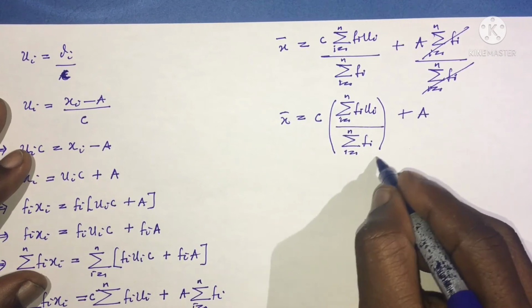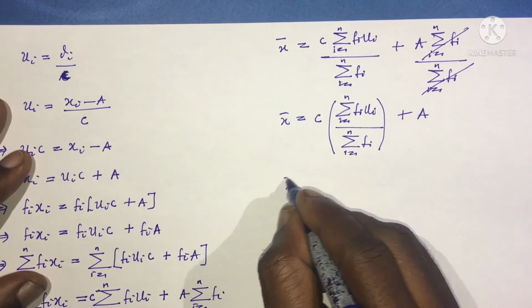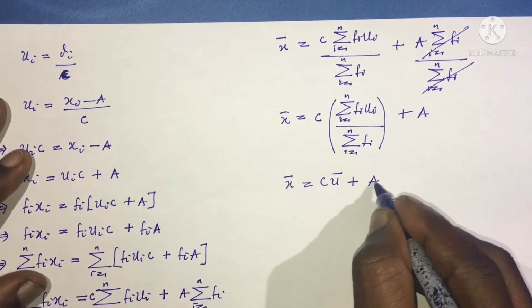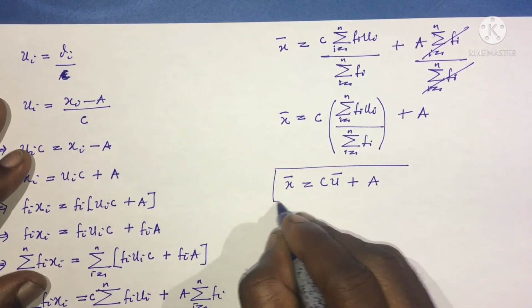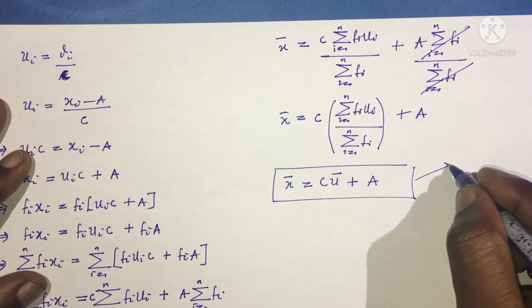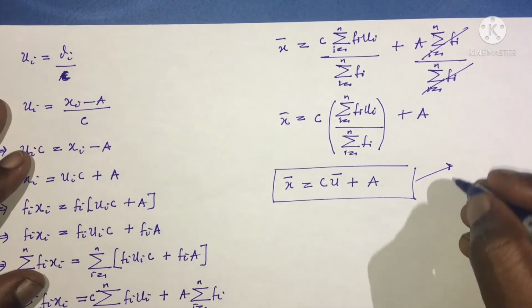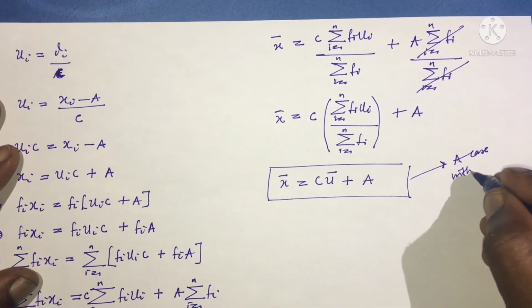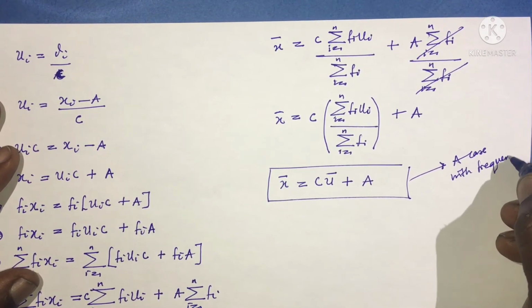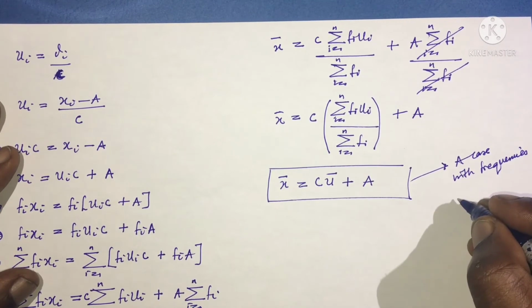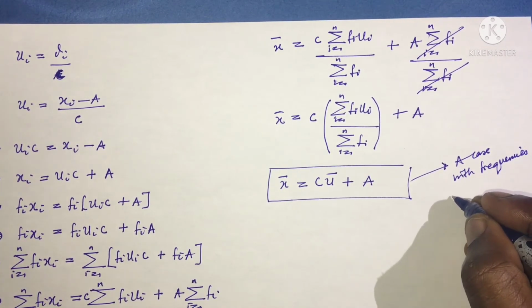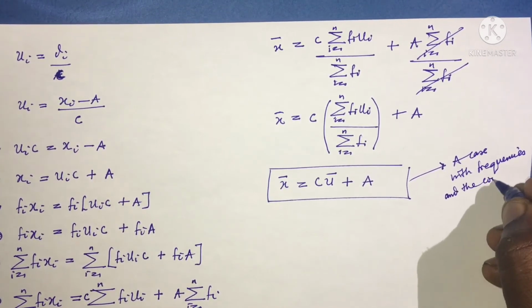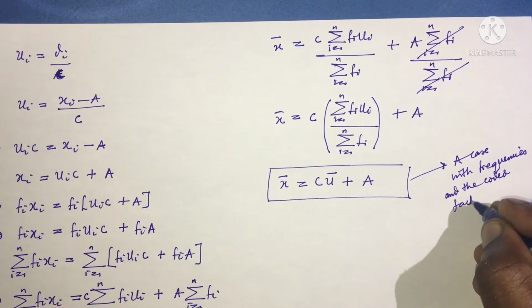Take note, everything inside this bracket can be written as u bar. So the result we have from this development becomes the arithmetic mean for a case with frequencies, when you are given the coded factor, for a case with frequencies and the coded factor.